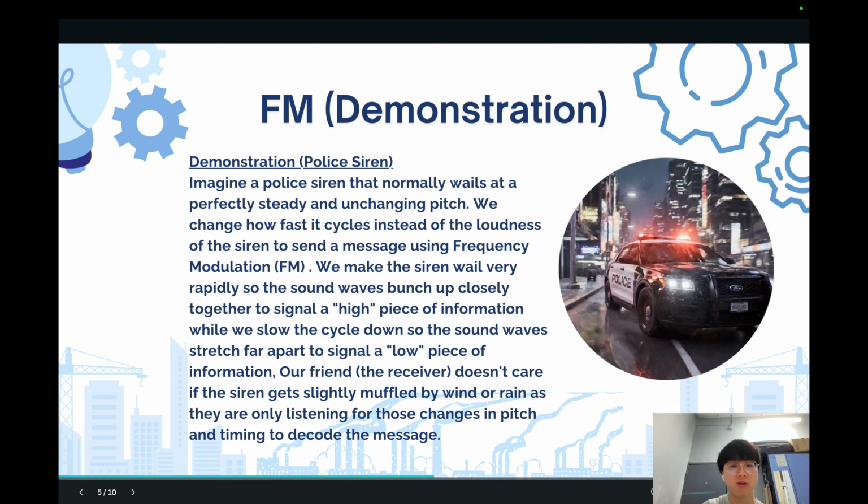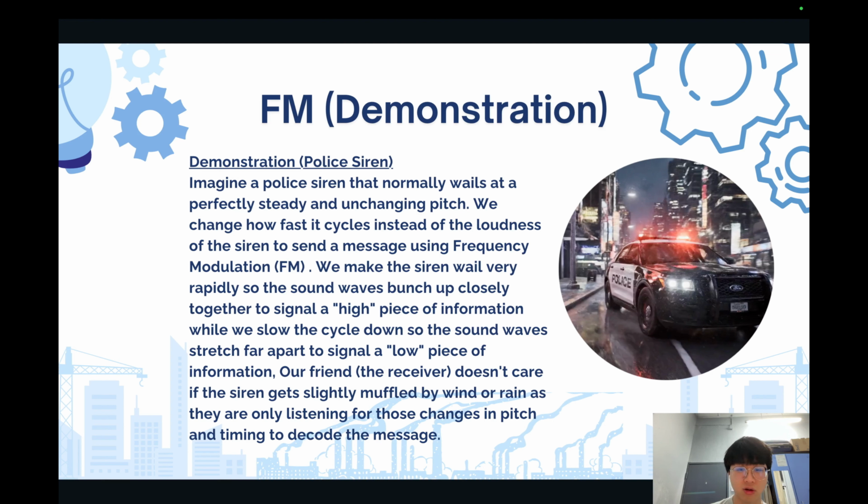And a helpful analogy is a police siren. Normally it has a steady, unchanging pitch. So now imagine we use FM to send a message with this siren. We wouldn't turn the volume up and down. Instead, to signal a high, or digital one, we would make the siren's pitch cycle very rapidly. These sound waves will be bunched tightly together.